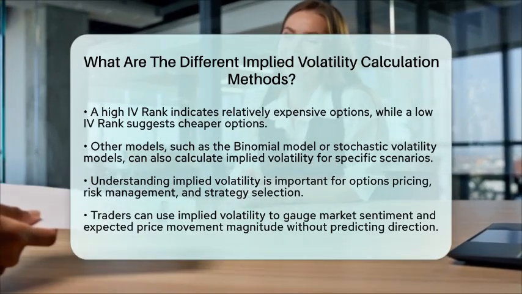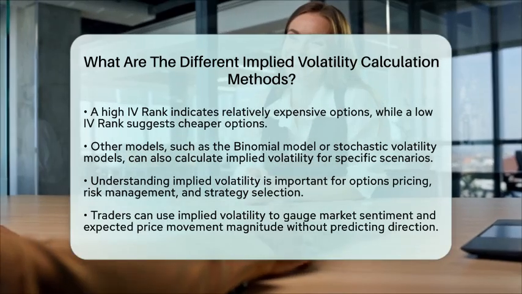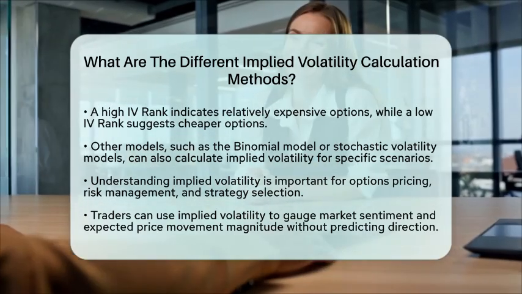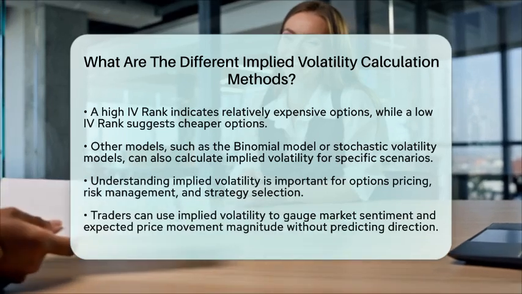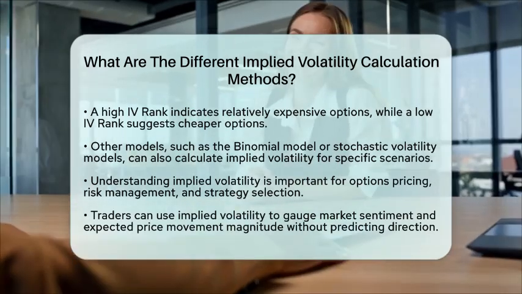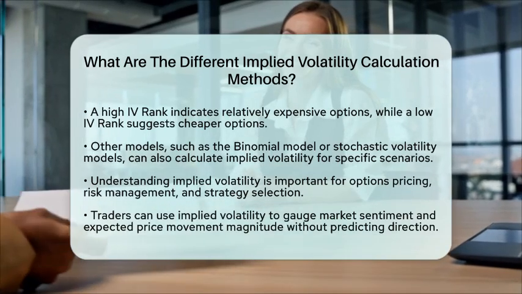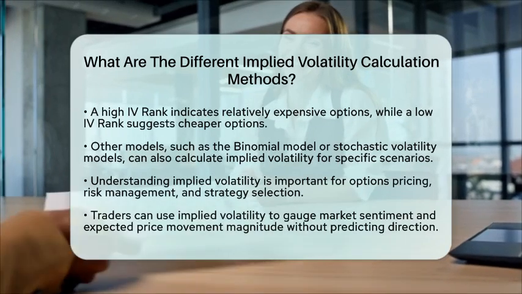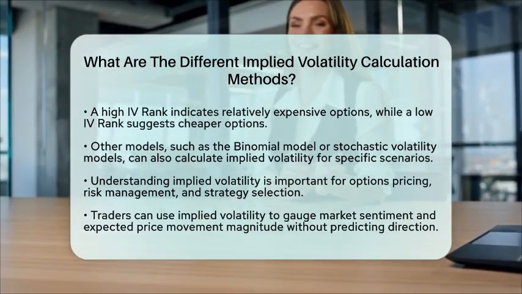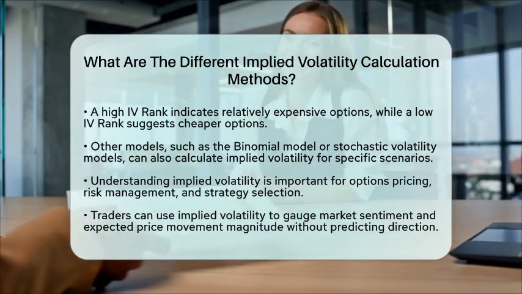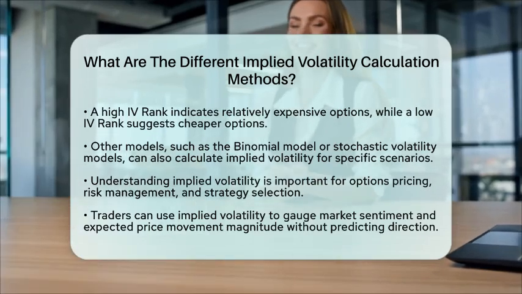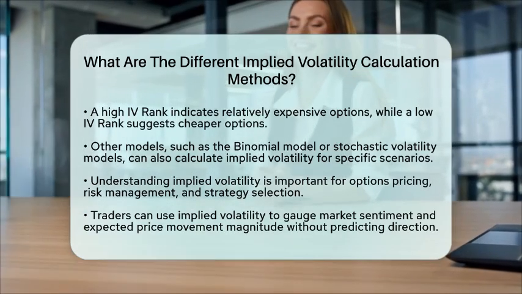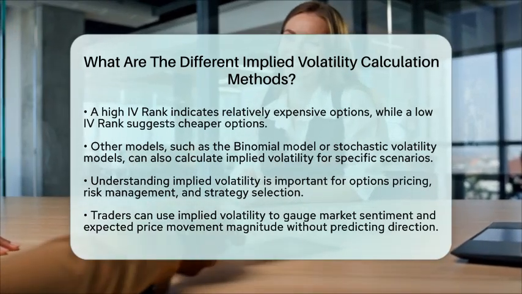In practical terms, traders use implied volatility to gauge market sentiment and the expected magnitude of price movements without predicting the direction. High implied volatility typically increases option premiums, benefiting option sellers, while low implied volatility decreases premiums, favoring buyers. Understanding how to calculate implied volatility is essential for options pricing, risk management, and strategy selection. By knowing when to enter or exit positions based on volatility expectations, traders can make more informed decisions.